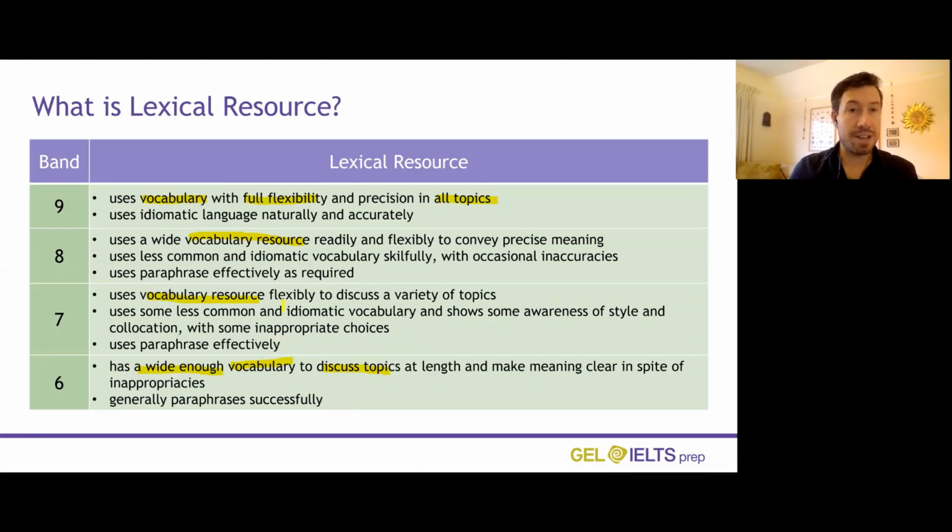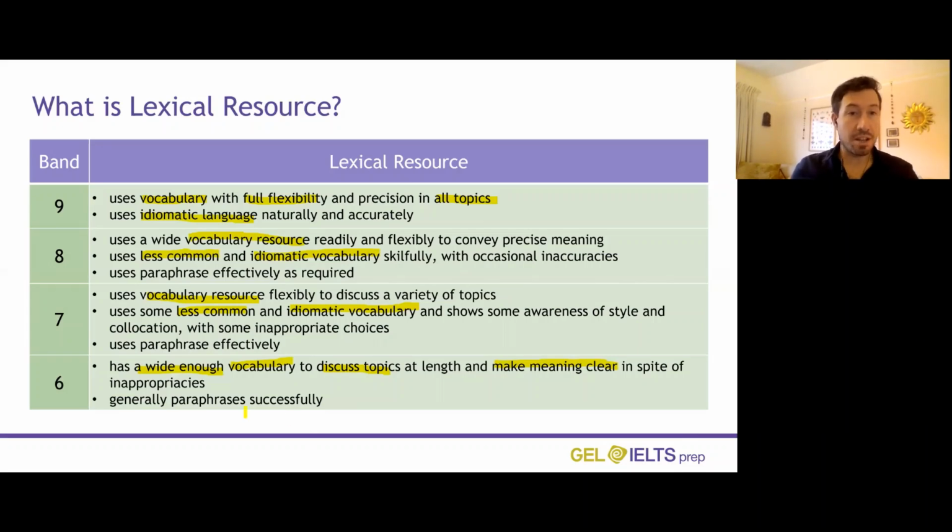Another thing that it talks about here is less common vocabulary and idiomatic vocabulary. Again, you can see idiomatic language, less common and idiomatic vocabulary. Now, we're going to look at what this means in the coming slides. Another thing that it talks about is making your meaning clear. So being able to express yourself clearly using the correct words for the topic you're talking about. And obviously, the better you can do that, the higher a mark you're going to get.